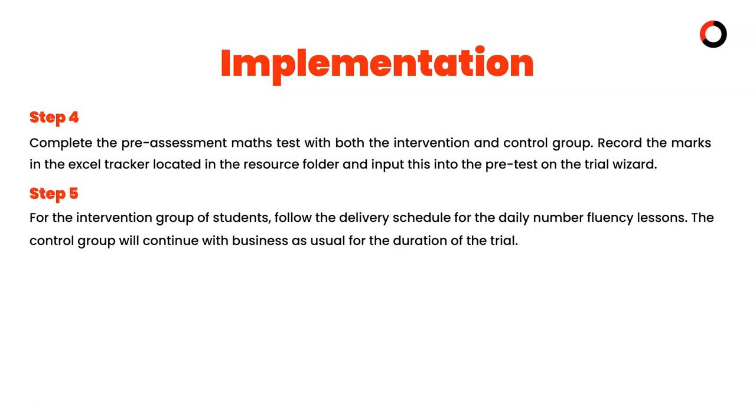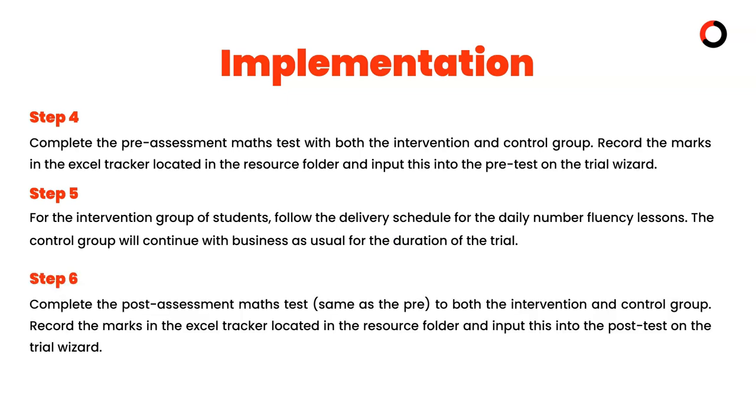Step 5, the intervention group of students follow the delivery schedule for the daily number fluency lessons. The control group will continue with business as usual for the duration of the trial. And then step 6, at the end of the 6 weeks, complete the post-assessment maths test, which is the same as the pre, to both the intervention and the control group. Record the marks in the Excel tracker located in the resource folder and input this into the post-test on the trial wizard.